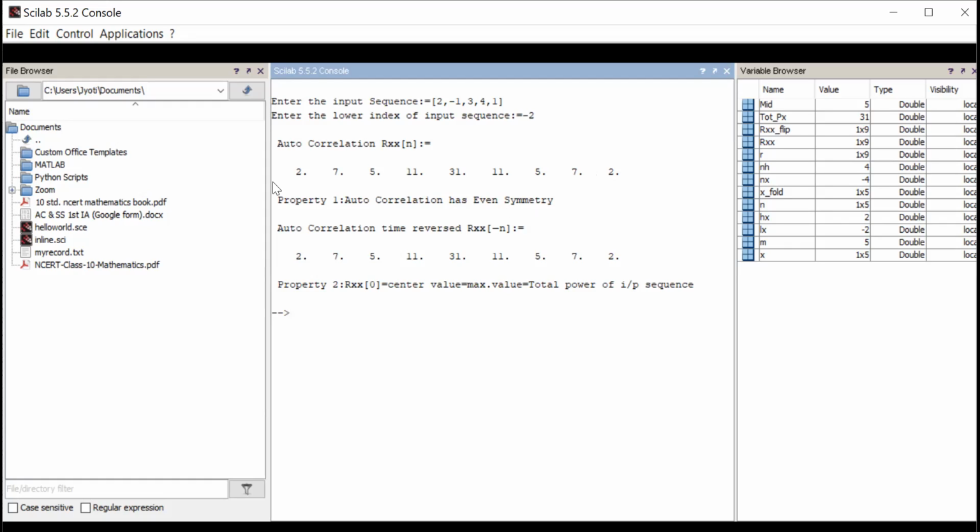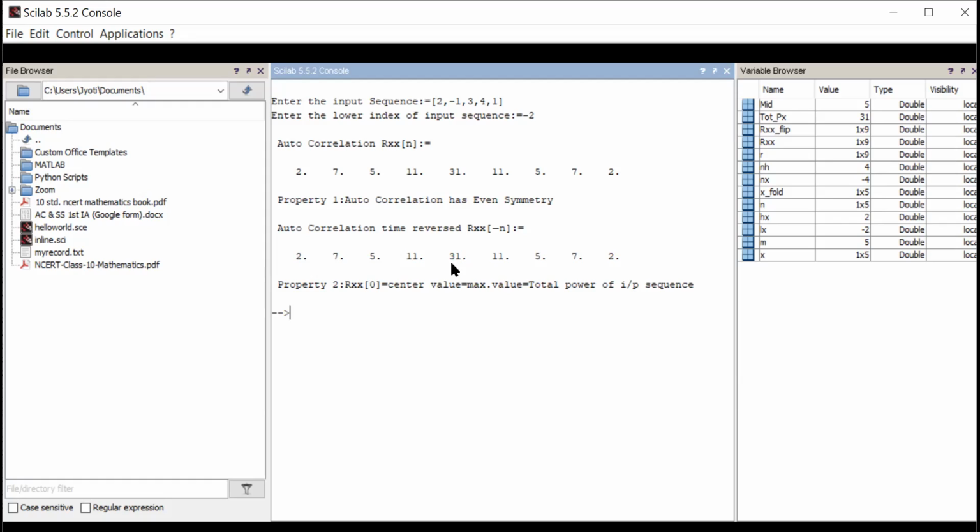That means if we reverse this Rxx value, after the reversal you get the same values, the flip of that. See, these two values are the same. Rxx of n is equal to Rxx of minus n. Therefore, it is an even symmetry. Similarly, the total power value we got is 31. Previously I solved this and you got 31. The total power of x of n is 31.